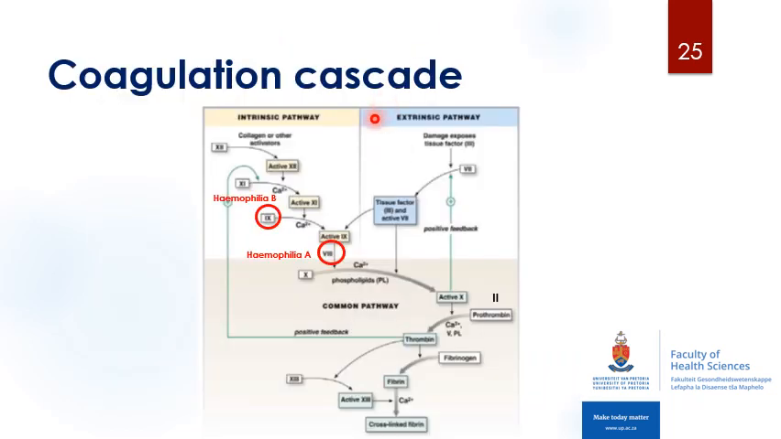So if you remember the coagulation cascade, factor 9 is an important factor in the intrinsic pathway. So if you have hemophilia B, you have a deficiency in factor 9. Factor 8 is also important in the intrinsic pathway, and it plays a very important role in the activation of factor 10, which is important in the common pathway. So if you have hemophilia A, then you have a deficiency in factor 8.